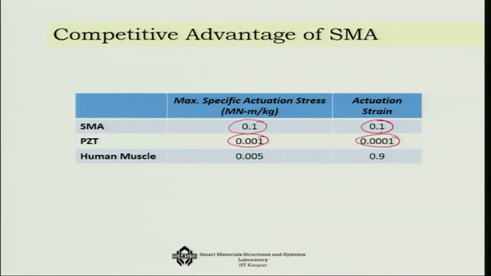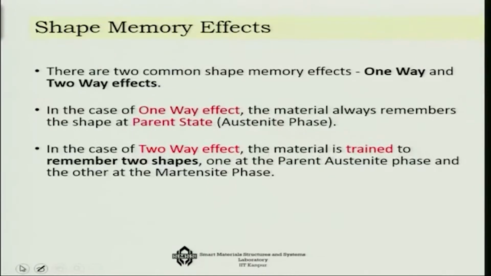Now if you compare it with human muscle, even then the SMA is quite high, because human muscle is 0.005. However, actuation strain wise, the human muscle is much above the SMA. So if you compare SMA as an artificial muscle, from the stress point of view it is well above the human muscle, but from the strain point of view it still has to improve a lot. On the other hand, with respect to any other smart materials, it is far ahead.